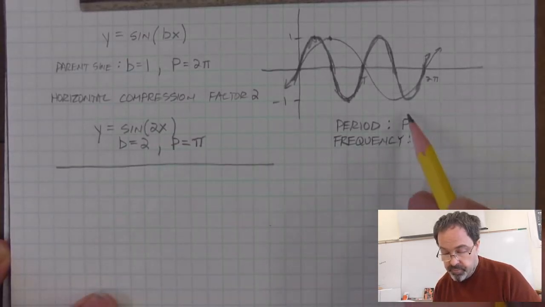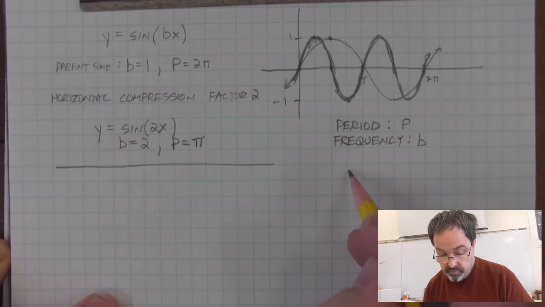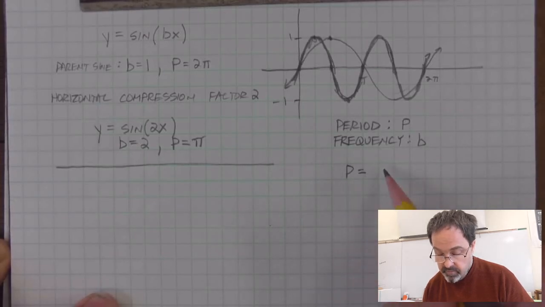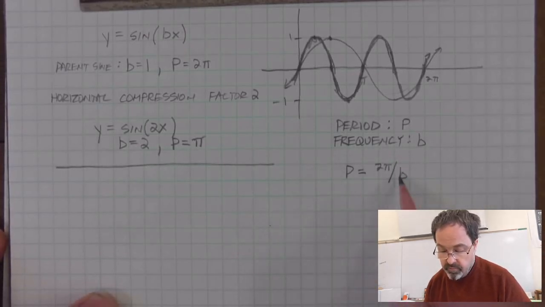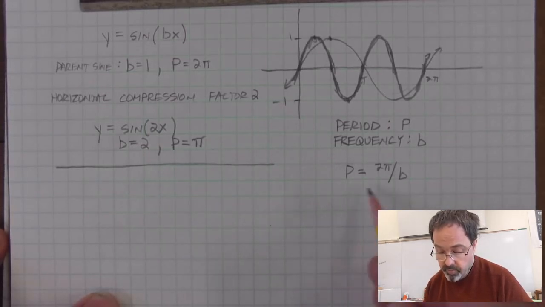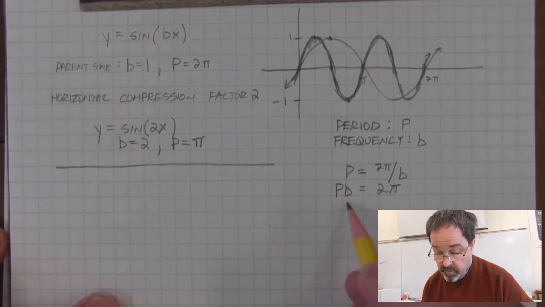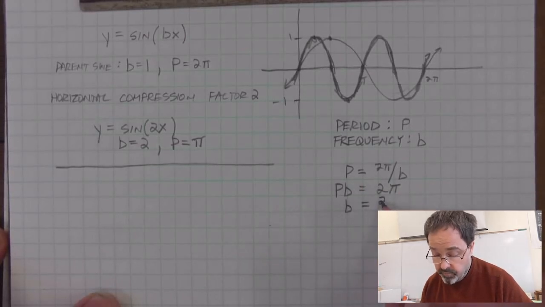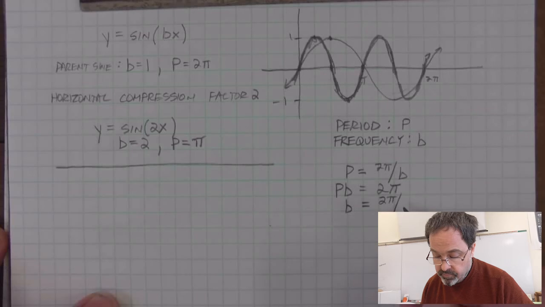The relationship between period and frequency is this simple equation. Period is equal to 2 pi divided by b. And we can change this algebraically into other simple forms. If we multiply both sides by b, we also get the relationship period times frequency is equal to 2 pi. And of course, we could divide both sides by period to get another version of this equation. B is equal to 2 pi over period.